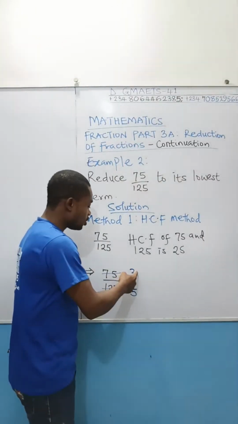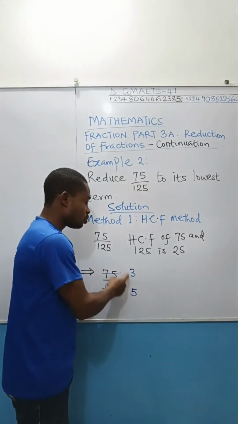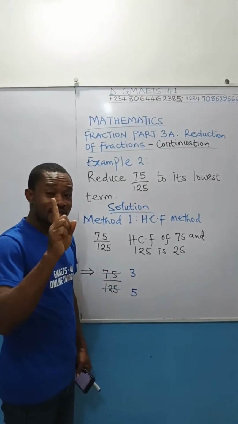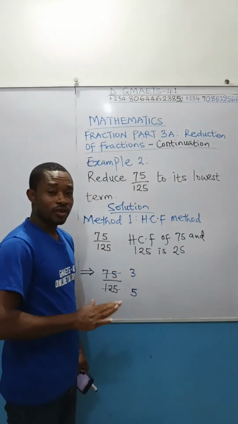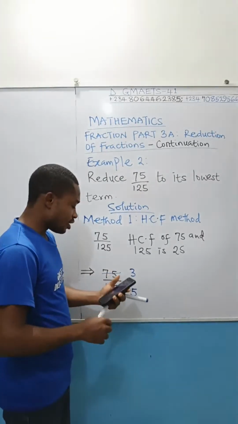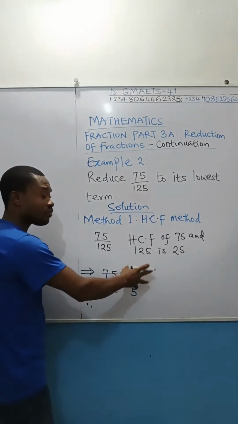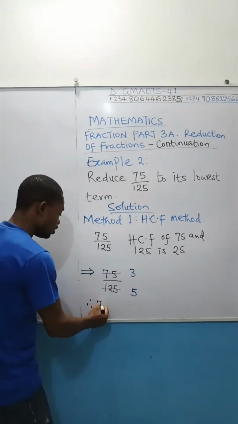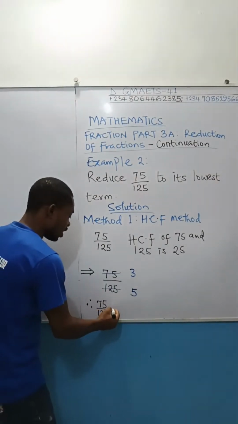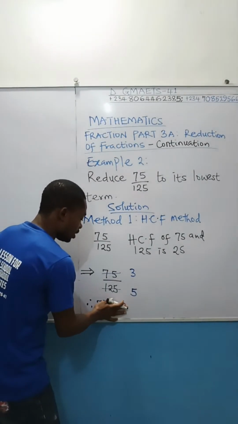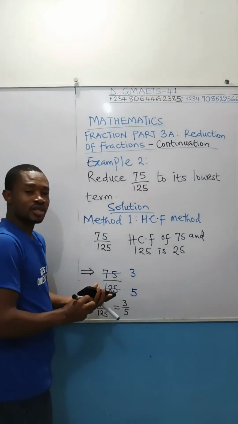And look at this 3 in the numerator and 5 in the denominator. No common number can reduce both of them. You can't have any single number that can divide 3 and divide 5. Therefore, you have gotten your answer. Remember, I told you from that last class that the HCF method gives you your final answer directly. Once you divide, you get your answer. So 75 over 125, the answer is 3 over 5. That is the answer. Very simple.